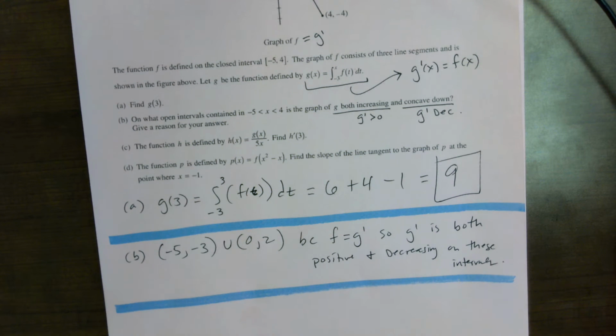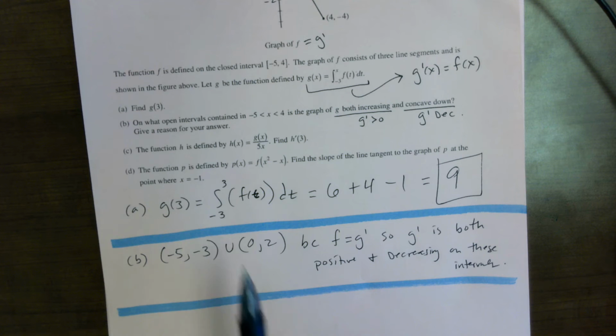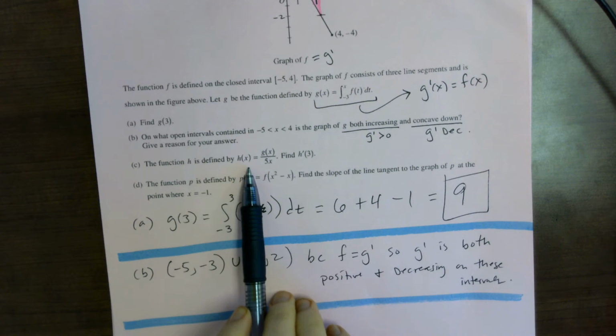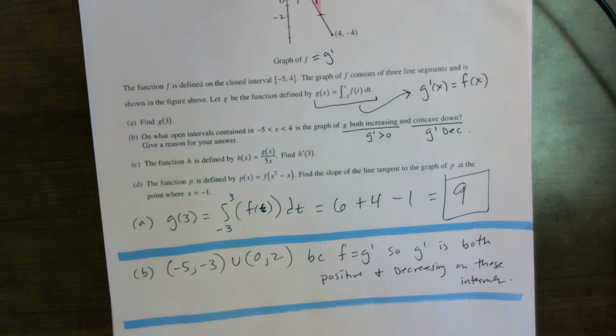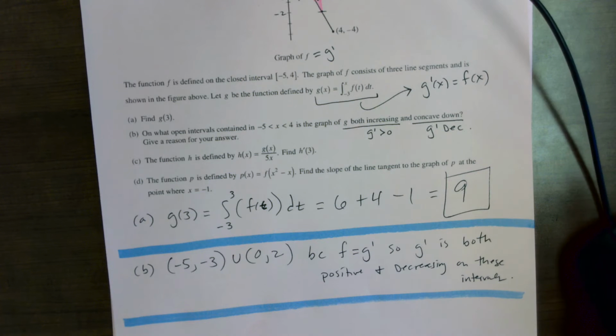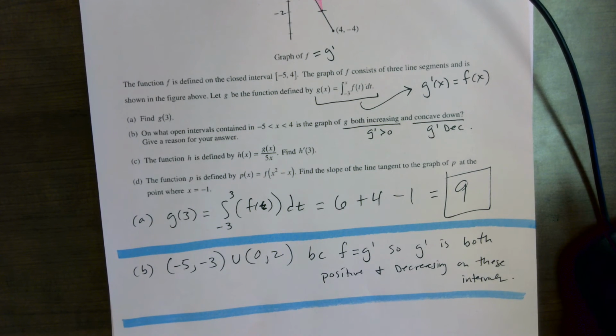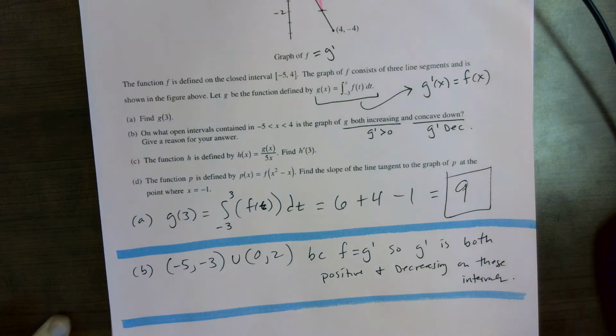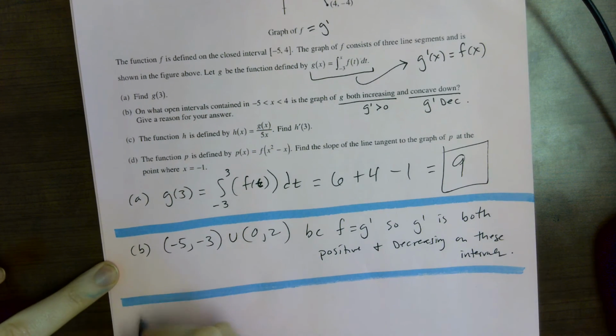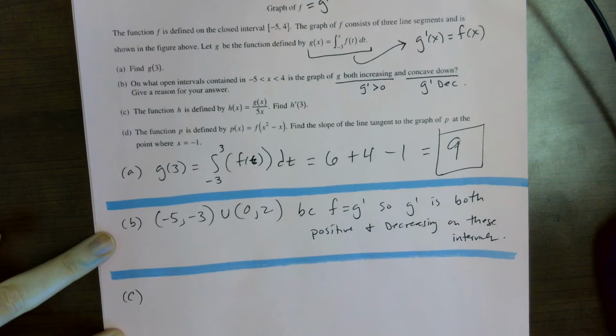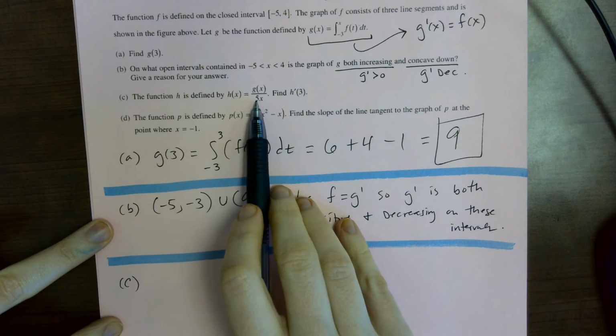Okay, so this next one here. The function h is defined by this. Find h prime of 3. So guys, we're going to need the quotient rule. So this is part C.